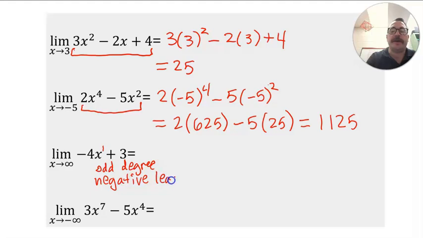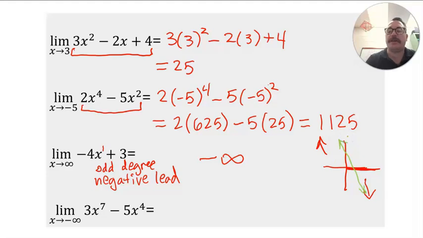So if we've got an odd degree polynomial with a negative lead term, the end behavior for that goes up to the left and down to the right. So this would be negative infinity because we're taking x to infinity. So we're moving this way. And then as we move that way, our function drops down to negative infinity. And that should make sense because, I mean, what does the graph of that look like? That's just a line with a slope of negative 4 and a y-intercept of positive 3.